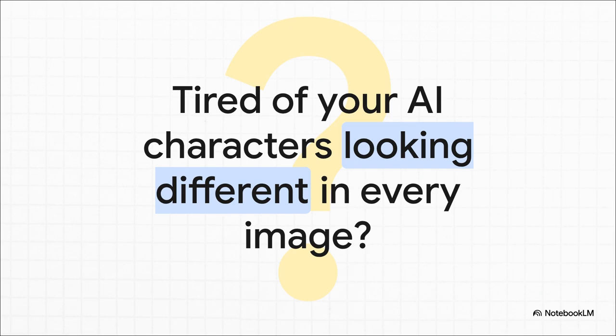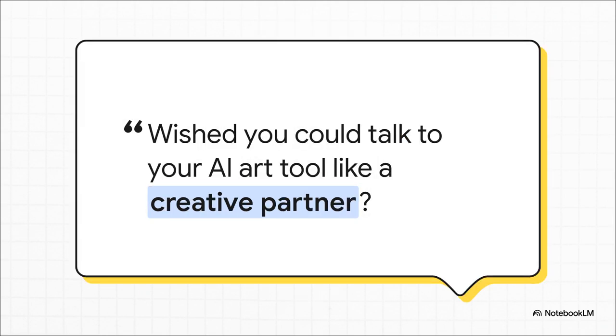Okay, let's just start with something I know so many of you have felt, right? You spend all this time crafting the perfect character. You finally get that one amazing image, and you're like, yes, that's it! And then you can never get them to look that way again. It is one of the biggest headaches in AI art, for sure. But what if there was a better way? I mean, what if you could stop fighting with these long, complicated code-like prompts and just talk to your AI? Like you're guiding a creative partner, step by step, to get exactly what's in your head. Well, guess what? That's exactly what we're going to unlock today.